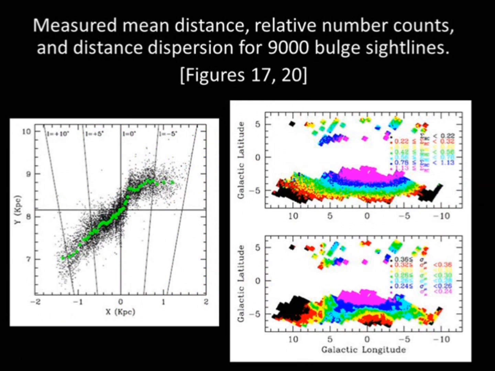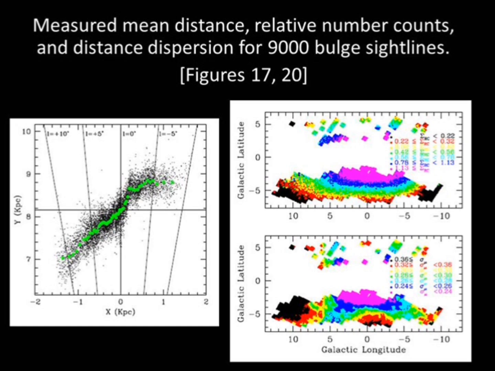Our solution for the extinction allows us to infer the mean distances to bulge stars as a function of sightline. On the left, I show Figure 17, from which the galactic bar is clearly discernible, modulo some projection effects that distort the apparent bar. These projection effects, or rather the structural parameters of the Milky Way's bar that create them, are open, unsolved problems of astrophysics.